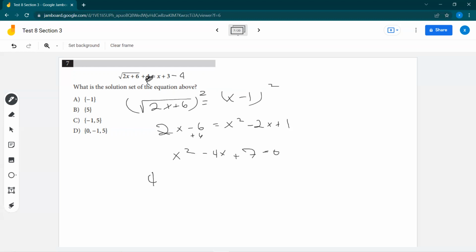So we'll get 4 plus or minus the square root of 16 minus 4 times... there might be a mistake here. I'm guessing there is. So let's revisit this from the beginning.